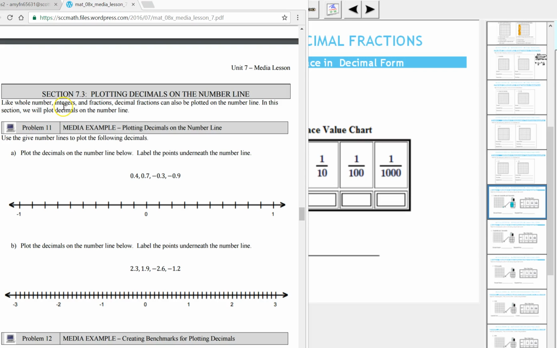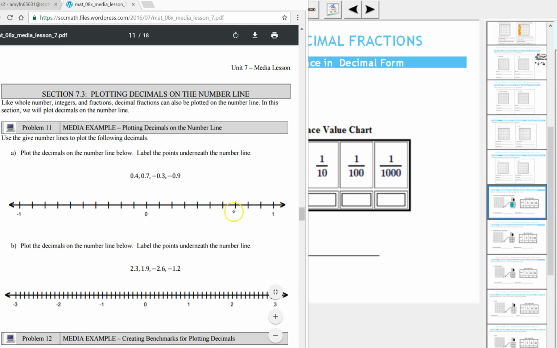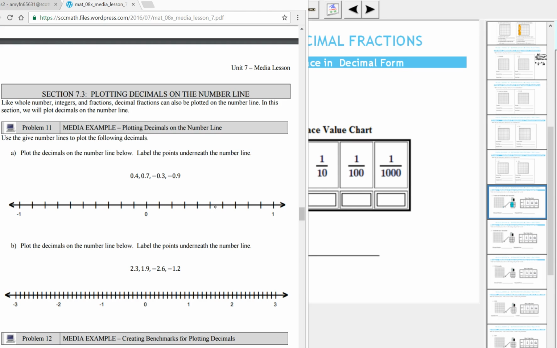Now we'll start on section 7.3, so plotting decimals on the number line. They should be very familiar with this from fractions. We plotted fractions on the number line, so here it's just a matter of connecting the new decimal notation, noting that the unit is cut into 10 equal pieces, and counting the appropriate units. Okay, so they're usually pretty good at this.